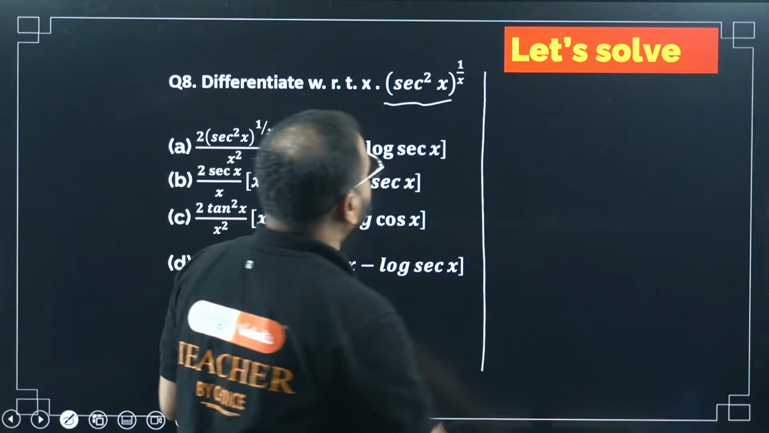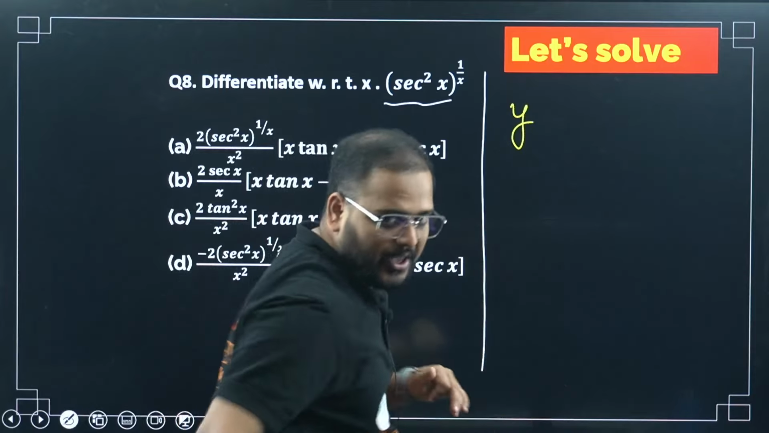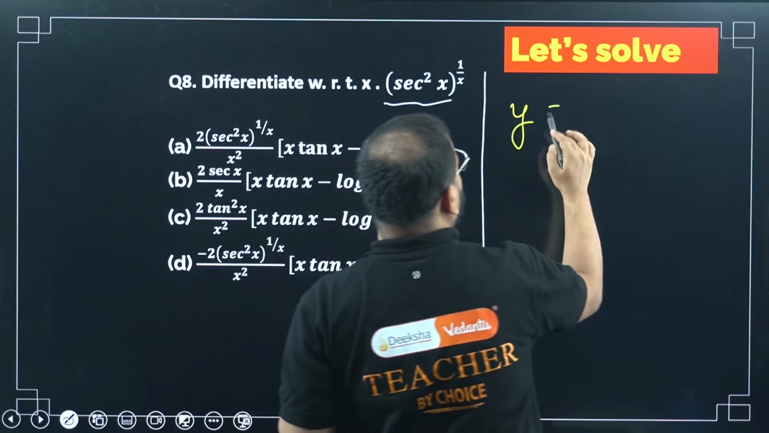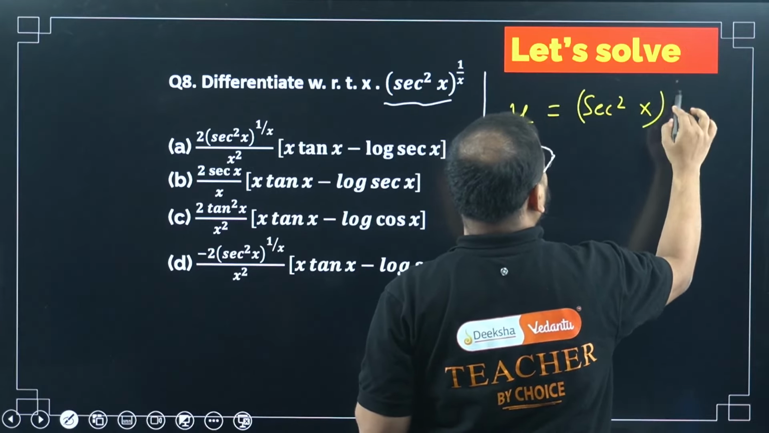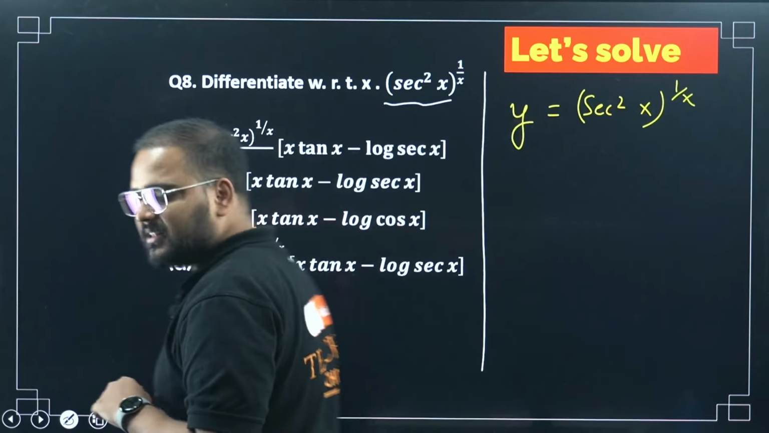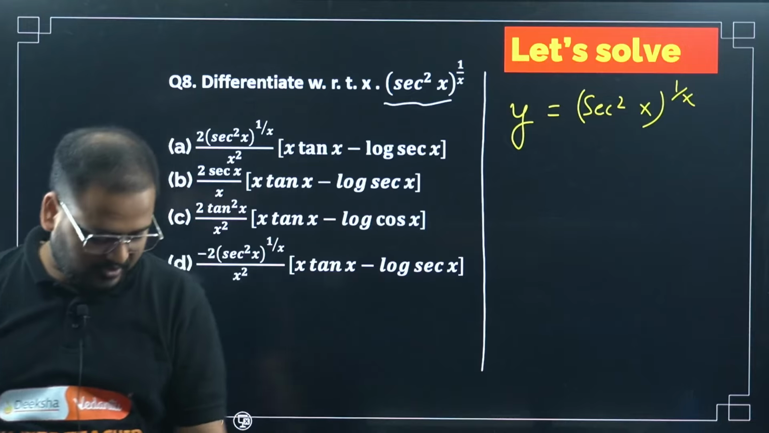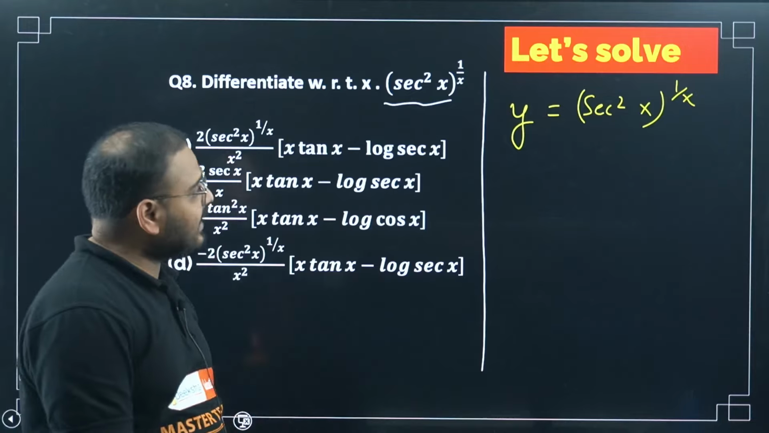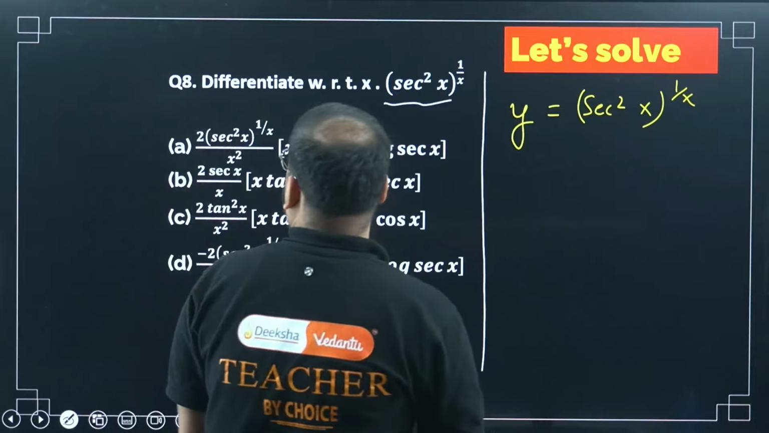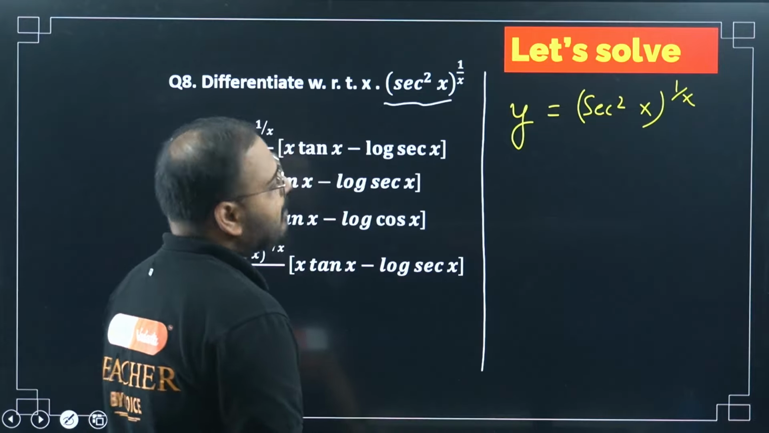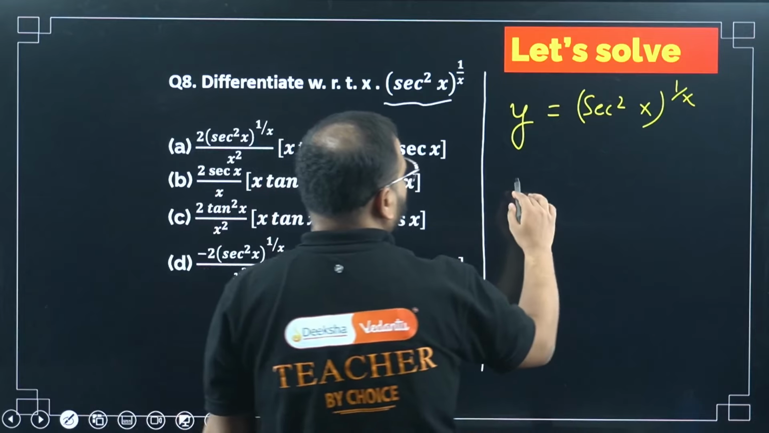So y equals sec square x to the power 1 by x is given. You will agree with me. That's what I've written here, in the form of a function: y equals sec square of x to the power 1 by x. That's correct. Then what can I do? Power is there, so I can apply log.